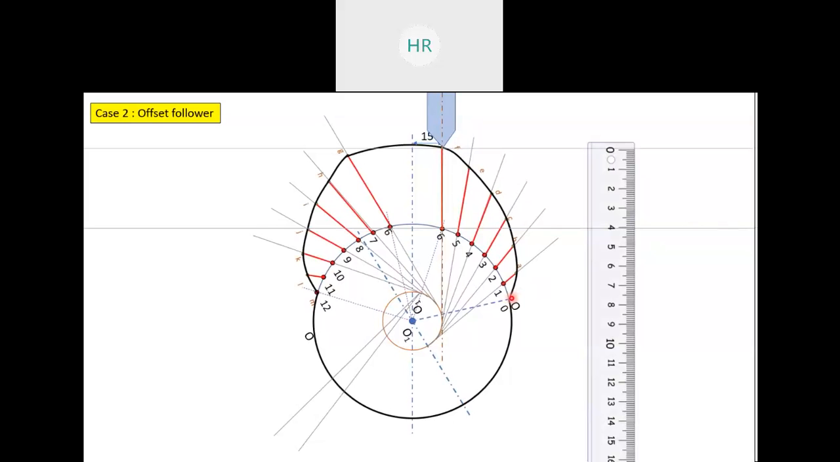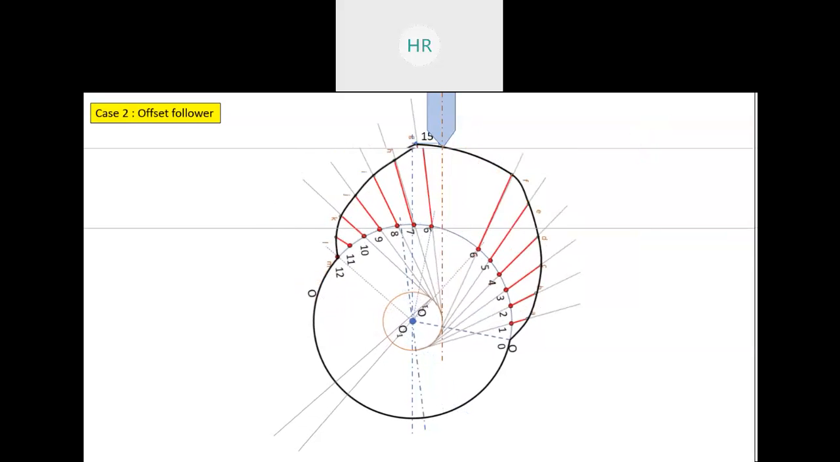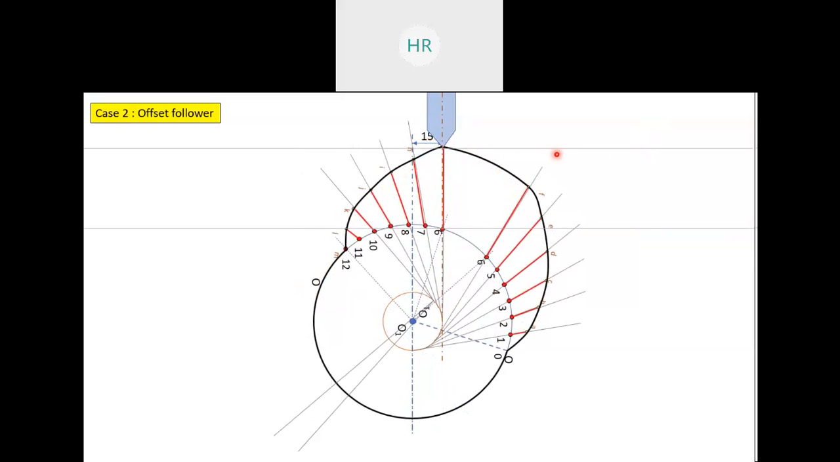And as soon as our this portion is completed, you can see our follower has lifted by a distance of 40 mm, जो हमें प्रॉब्लम स्टेटमेंट में दिया गया था. Then for next 30 degree, the follower will maintain its position, that is the dwell period is there. Then for next 60 degree, there will be angle of return.